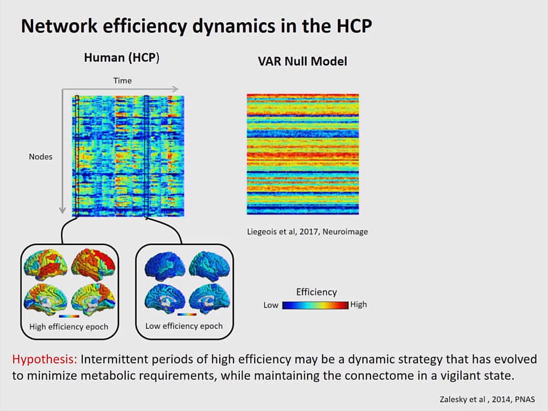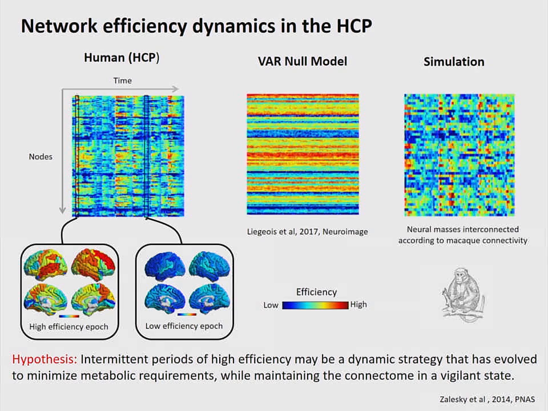You might also ask, is this behavior just due to head motion? Perhaps the person moved in the scanner, or perhaps the fact that we have this synchronous behavior across nodes is trivially owing to, say, a physiological confound. To exclude that possibility, we ran a neural mass model simulation. We had neural masses that were interconnected according to the connectivity matrix of the macaque, and we replicated that same behavior. And we can be sure that in the macaque, there is no concept of head motion or physiological noise. This is purely a simulation of interconnected neural masses.